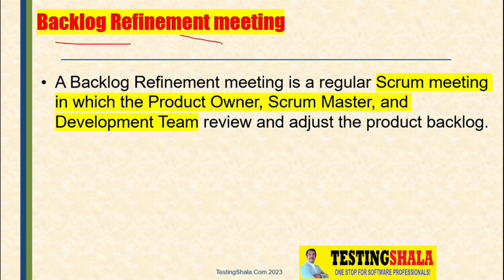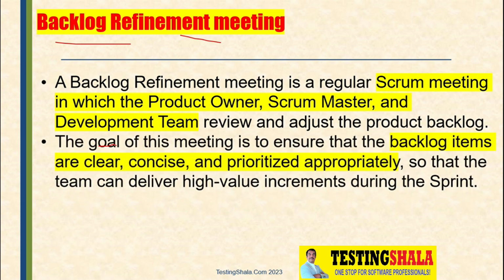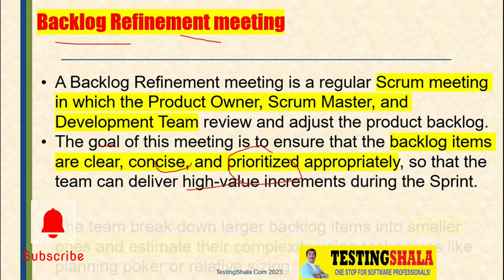So backlog refinement meeting is another Scrum meeting ceremony where the product owners, Scrum masters and development team will review and adjust the product backlog. The main goal here is to ensure that all the backlog items are very clear, concise and prioritized as part of this meeting, because if we do all those things, it would be very easy for the Scrum team to pick the right backlog to deliver during the sprint timeline.